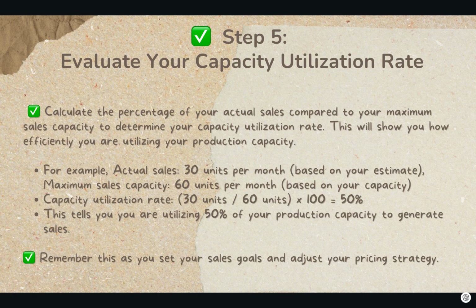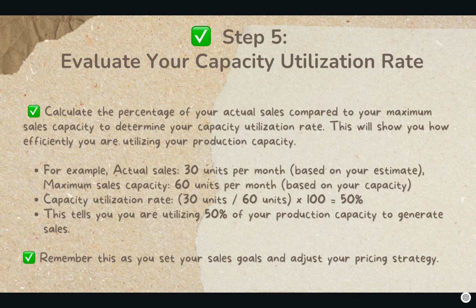Step 5 is to evaluate your capacity utilization rate and calculate the percentage of your actual sales compared to your maximum sales capacity in order to determine your capacity utilization rate. And this will show you how efficiently you are utilizing your production capacity, how effectively you are utilizing your time. For example, if the actual sales is 30 units per month, say 30 ebooks per month, based on your estimate, your maximum sales capacity is 60 units per month based on your capacity.